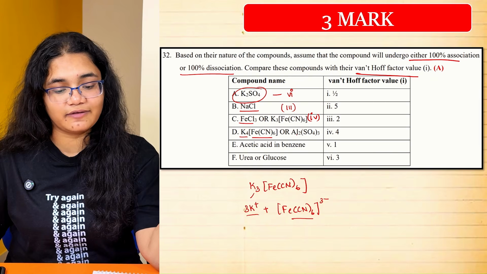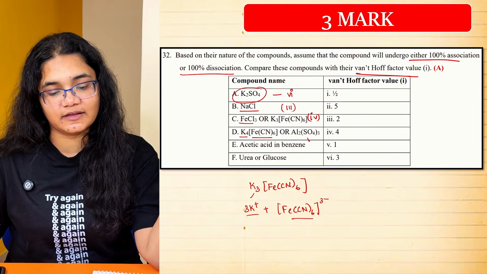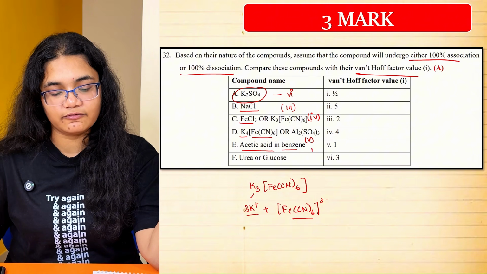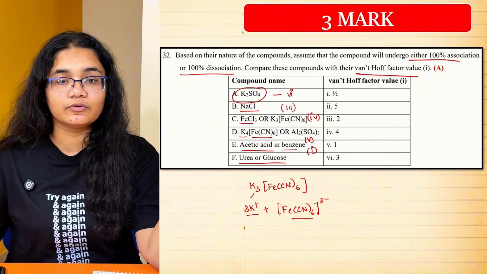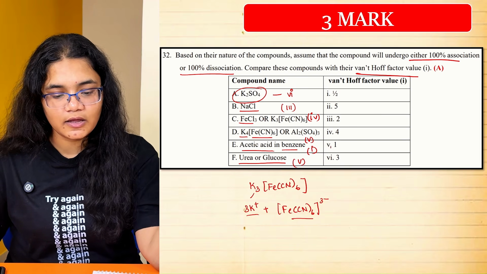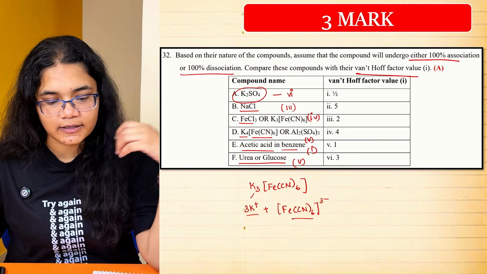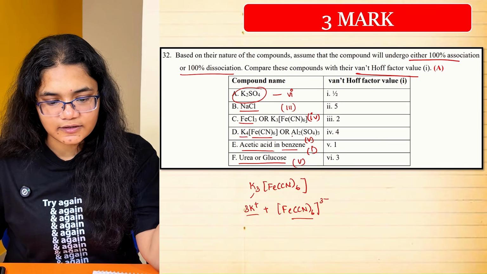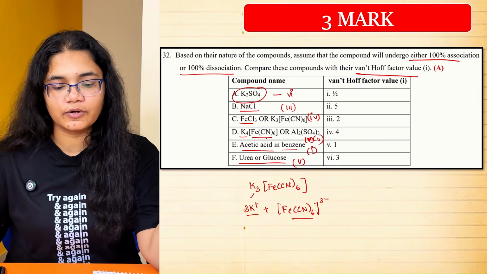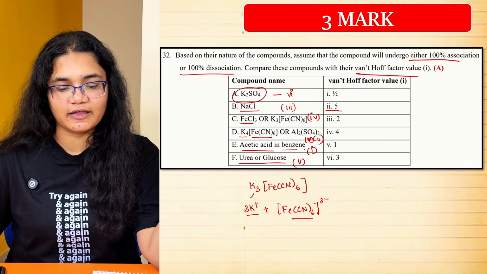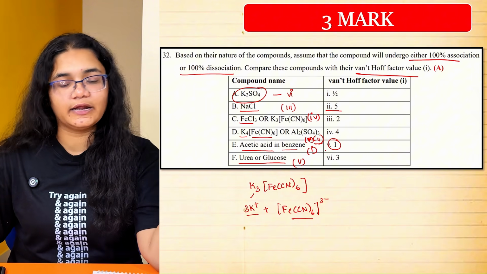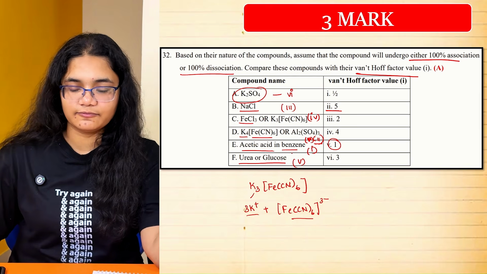You can also have aluminium sulfate, so 2 aluminium and 3 sulfate, which is 5. Now acetic acid in benzene will be 0.5. And urea or glucose, since it is a non-electrolyte, will not dissociate, so the value here will be 1. Here, one second. 5 is in option number 2. K4Fe(CN)6, you will get 5 ions, so that is option number 2. Next, urea or glucose will be a non-electrolyte, it will not dissociate.